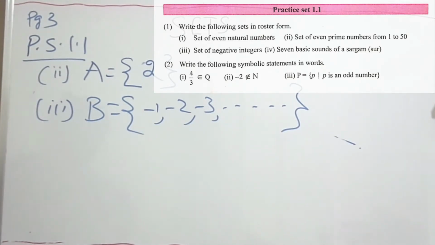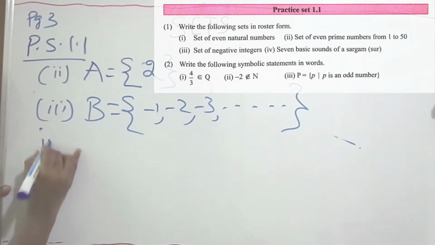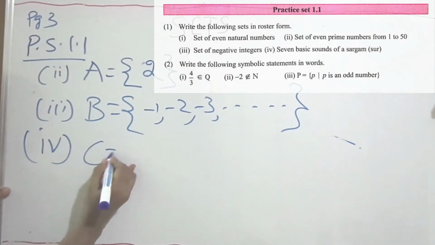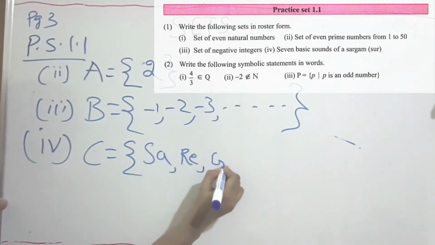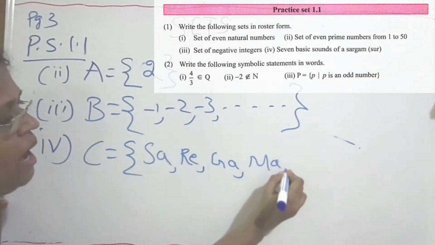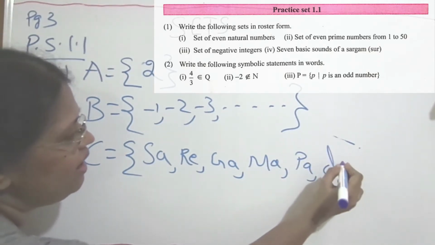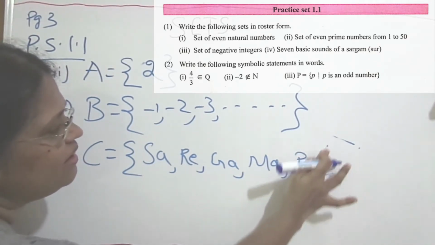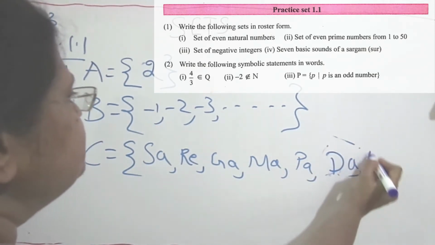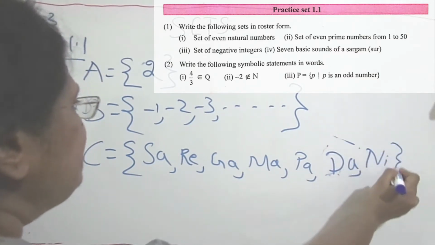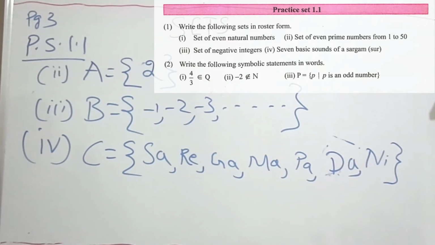Fourth one is the 7 basic sounds of a sargam. You know that. Those who are interested in music can tell me at once. Sa, Re, Ga, Ma, Pa, Da, Ni. And then Sa comes, but you cannot repeat anything. In a set, members are not repeated. So these are the 7 sounds: Sa, Re, Ga, Ma, Pa, Da, Ni.